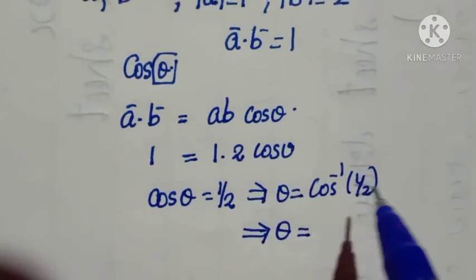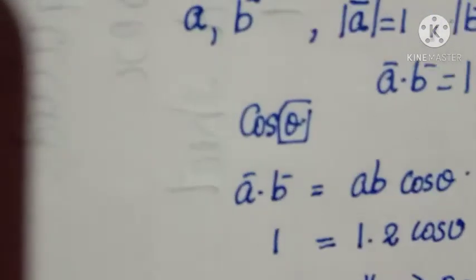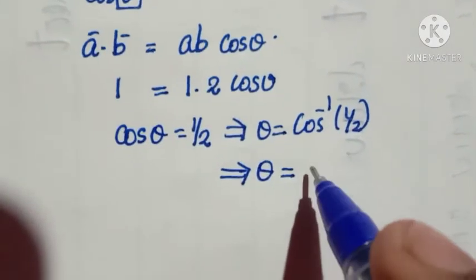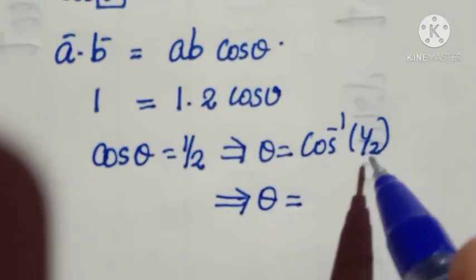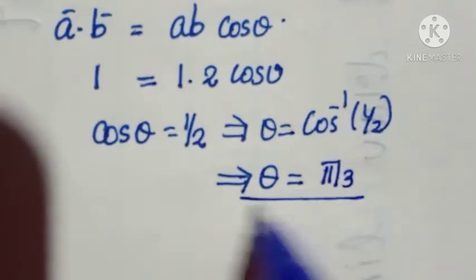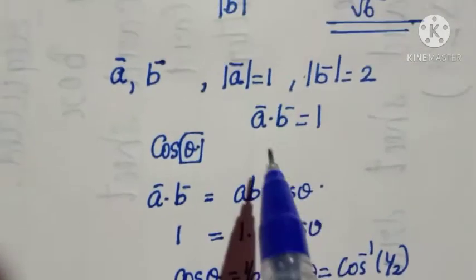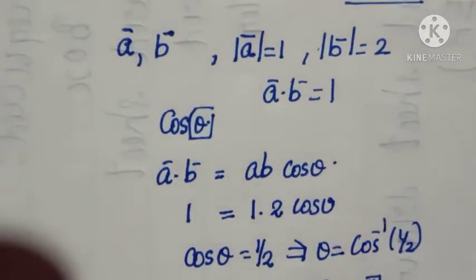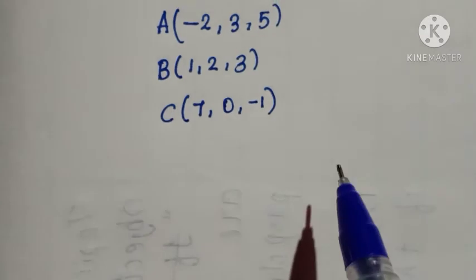Otherwise, simply put cos inverse as such. Here we know for what value of theta cos becomes 1 by 2. Yes, it is 60. Cos 60 is 1 by 2. Okay, 60 or pi by 3. So the angle between these two vectors is equal to pi by 3. Okay. Let's see another example.